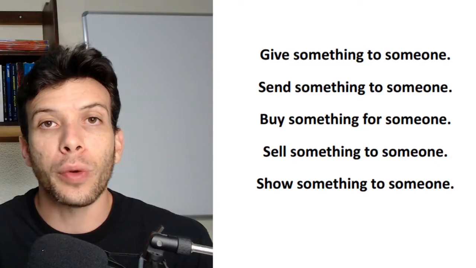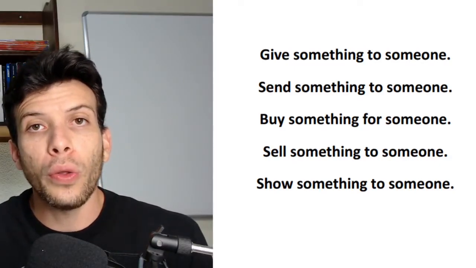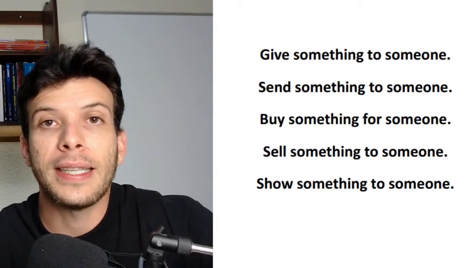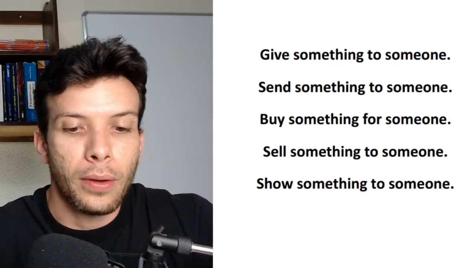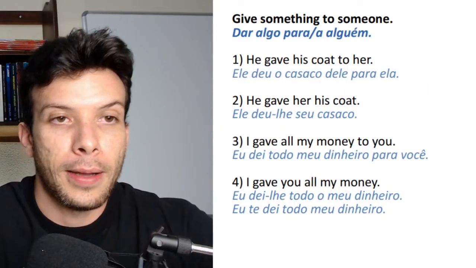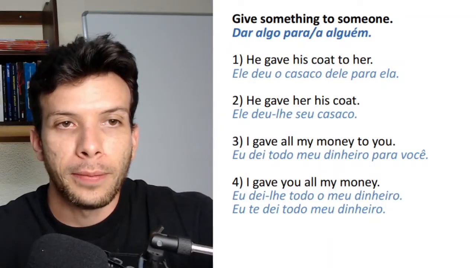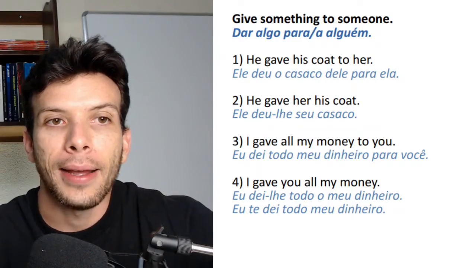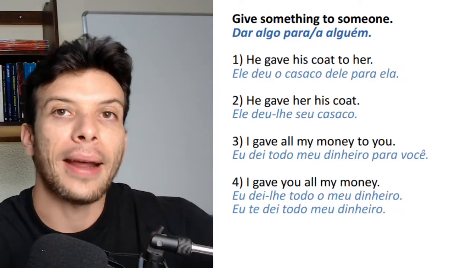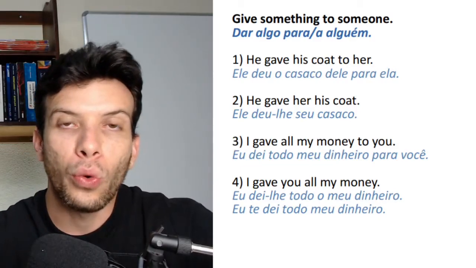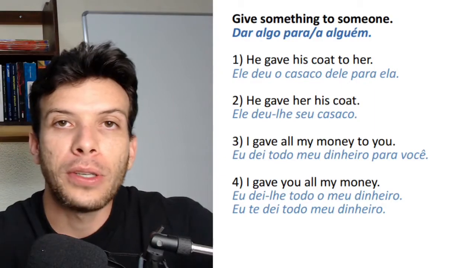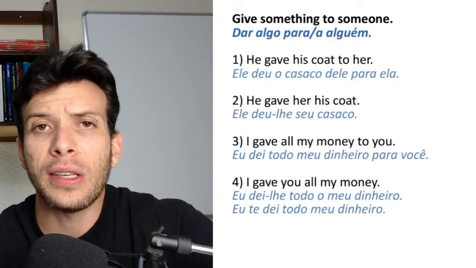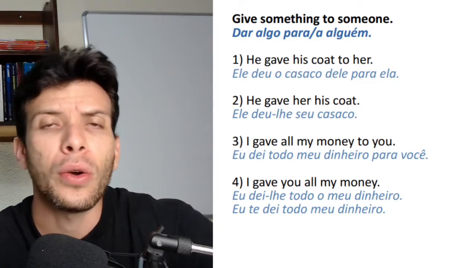So we're also going to learn how to say all these verbs in Portuguese because they are going to be presented here in our examples. Okay, so give something to someone. Dar, give. Give in Portuguese, dar. Dar algo para alguém ou dar algo a alguém. So the preposition para can also be expressed as a. So they are interchangeable. You can use either one or the other.